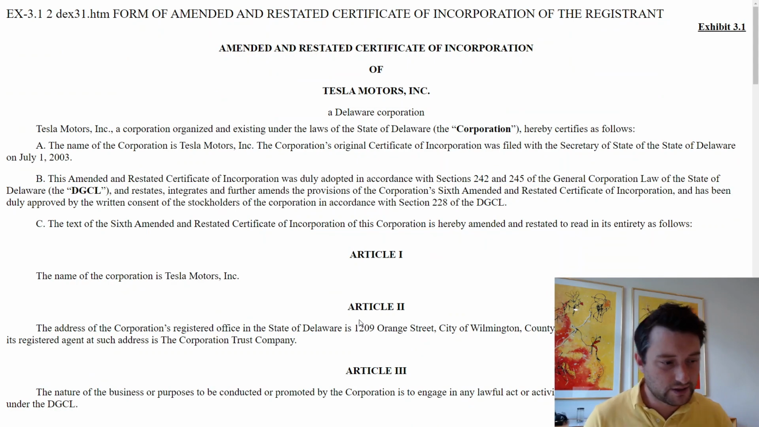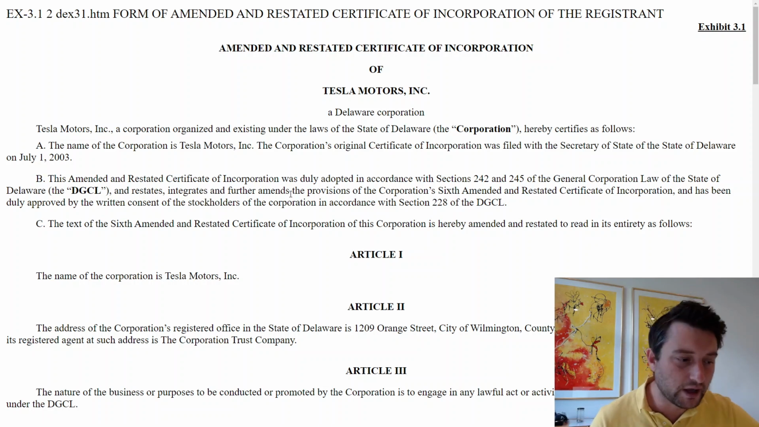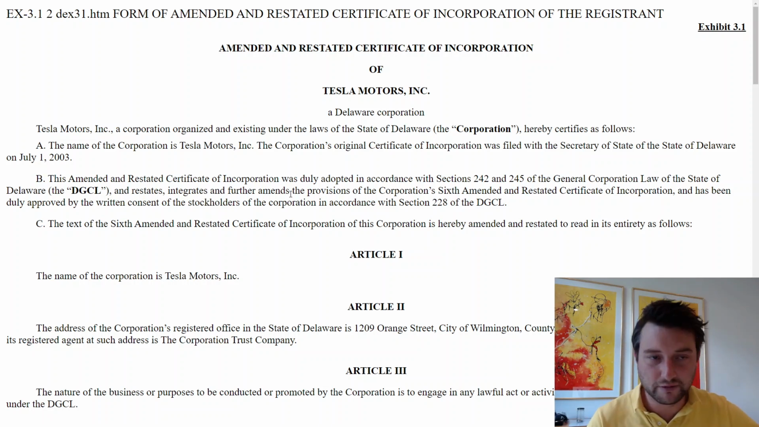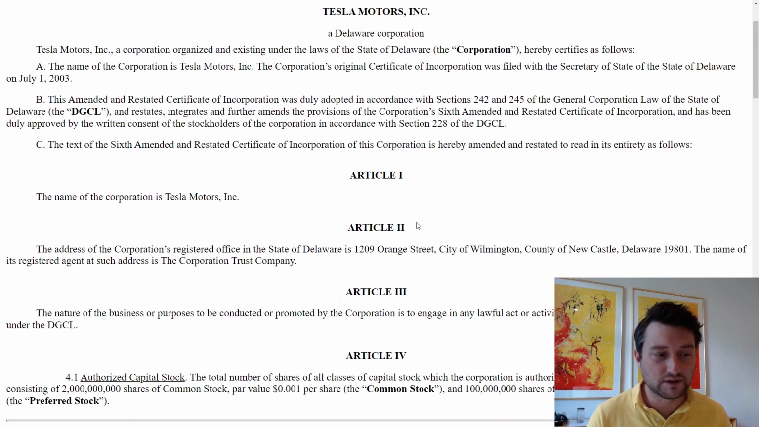Okay, so here's Tesla's example. This is the amended and restated certificate of incorporation. And again, this is all publicly available information. You go to the SEC website and find this. But notice how the format is a little different, and it obviously contains more information than in the standard one that we saw, the template online. But there are some consistencies here, right?